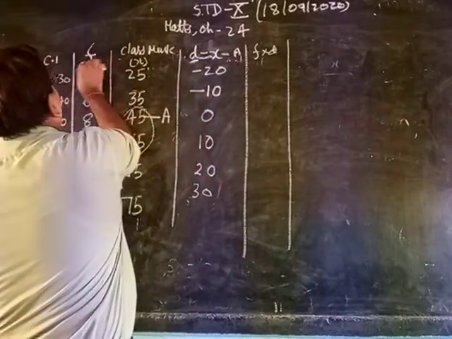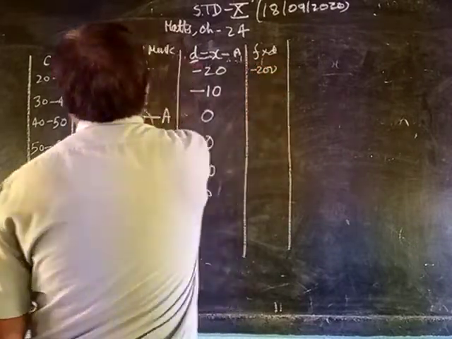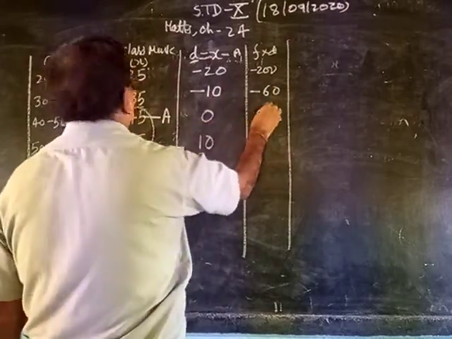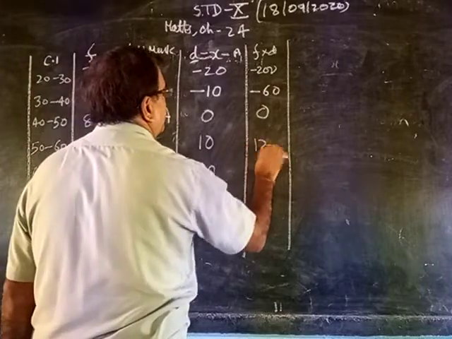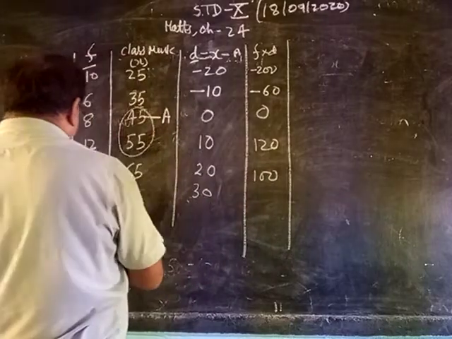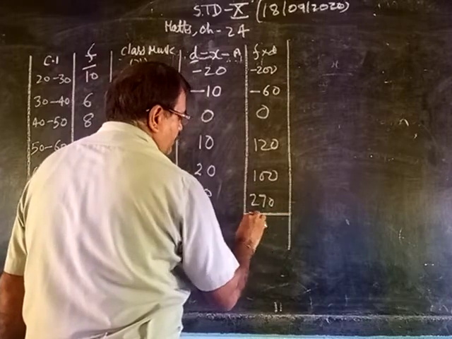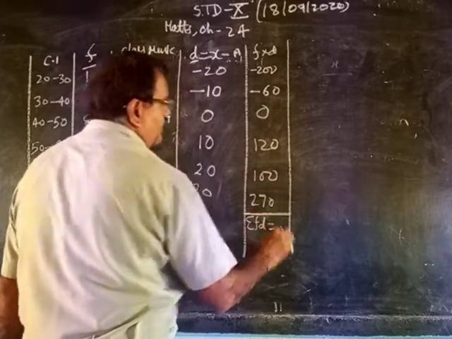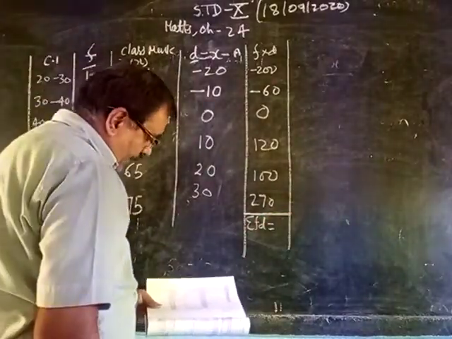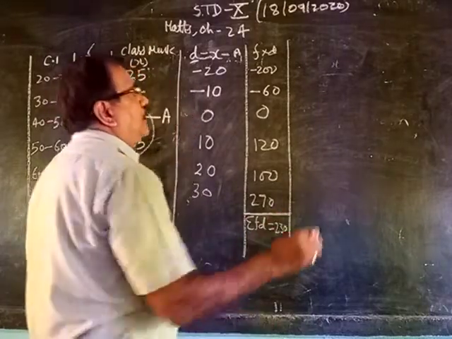Now we have to find f into D, the frequency multiplied by the deviation. So 10 into minus 20, minus 200. 6 into minus 10, minus 60. 8 into 0, 0. 12 into 10, 120. 5 into 20, 100. 9 into 30, 270. Now find sigma fD by adding these values, and sigma f is already 50. After adding, it is coming 230.